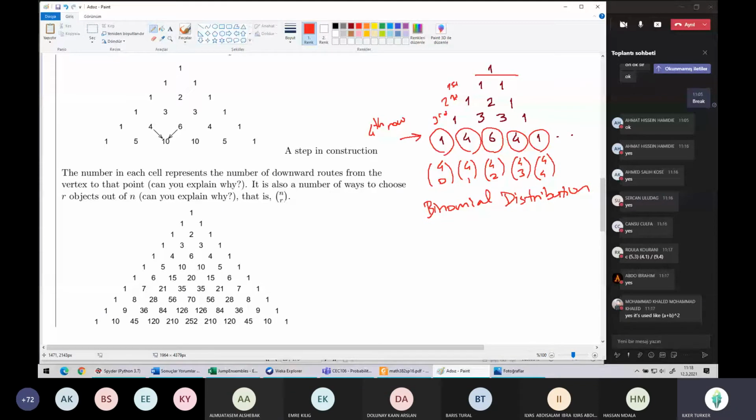Here, for example, the 10th row. For example, you wonder what 10 combination 3 is. This is 10 combination 0, 1, 2, 3. It is 120 from the Pascal triangle.